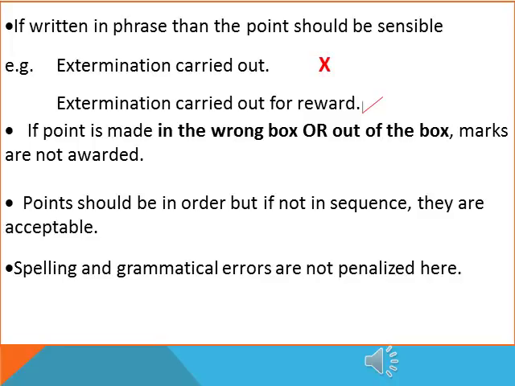Put them in order, especially if it's a timeline. Any mistake of spelling or grammar would not be penalized here.